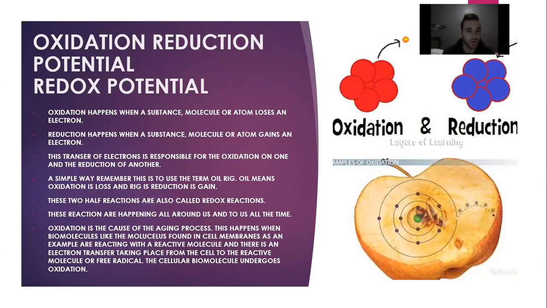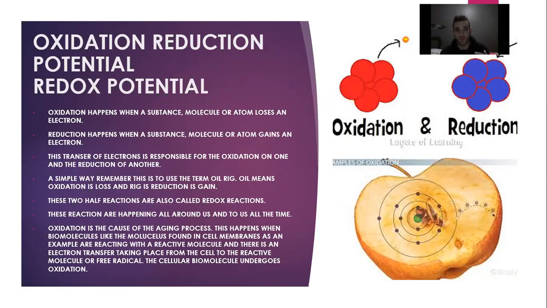As an example, when a cell membrane is reacting with a reactive molecule, there is an electron transfer taking place from the cell to the reactive molecule or free radical. The cellular biomolecule undergoes oxidation. So reactive oxygen species, or free radicals, we can call them, which we're going to get into in another module.